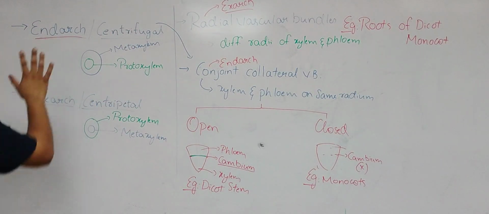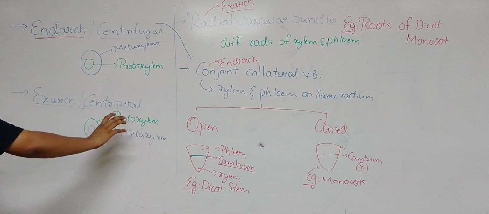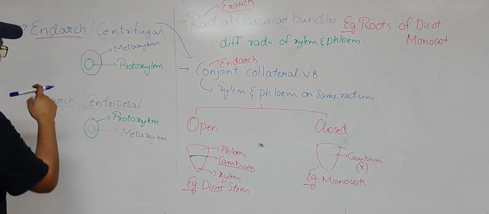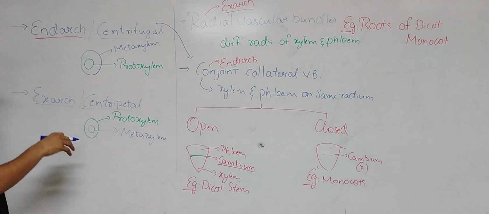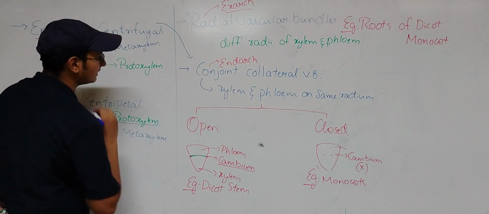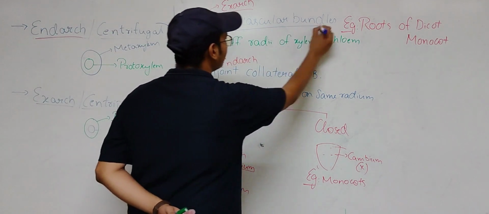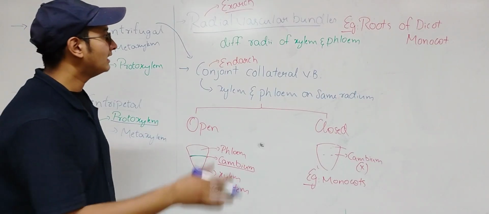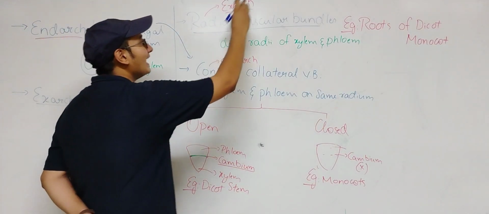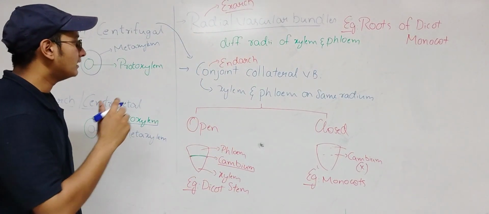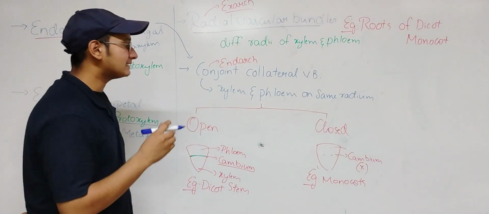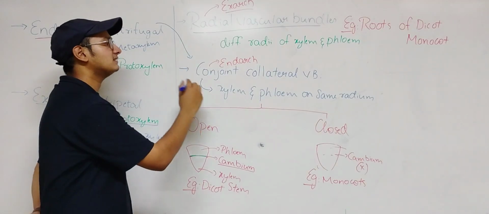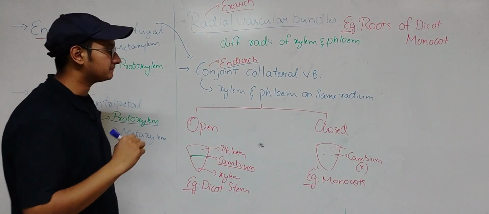So in Endarch condition, the protoxylem is present inside, which is covered by metaxylem. But in Exarch condition, the metaxylem is inside and it is covered by protoxylem. And coming to radial vascular bundles, here the xylem and the phloem are present on different radius. When this condition is present, Exarch condition is also present. And in conjoint collateral vascular bundles, the xylem and phloem are arranged in the same radius. When this condition is present, Endarch condition is also present.